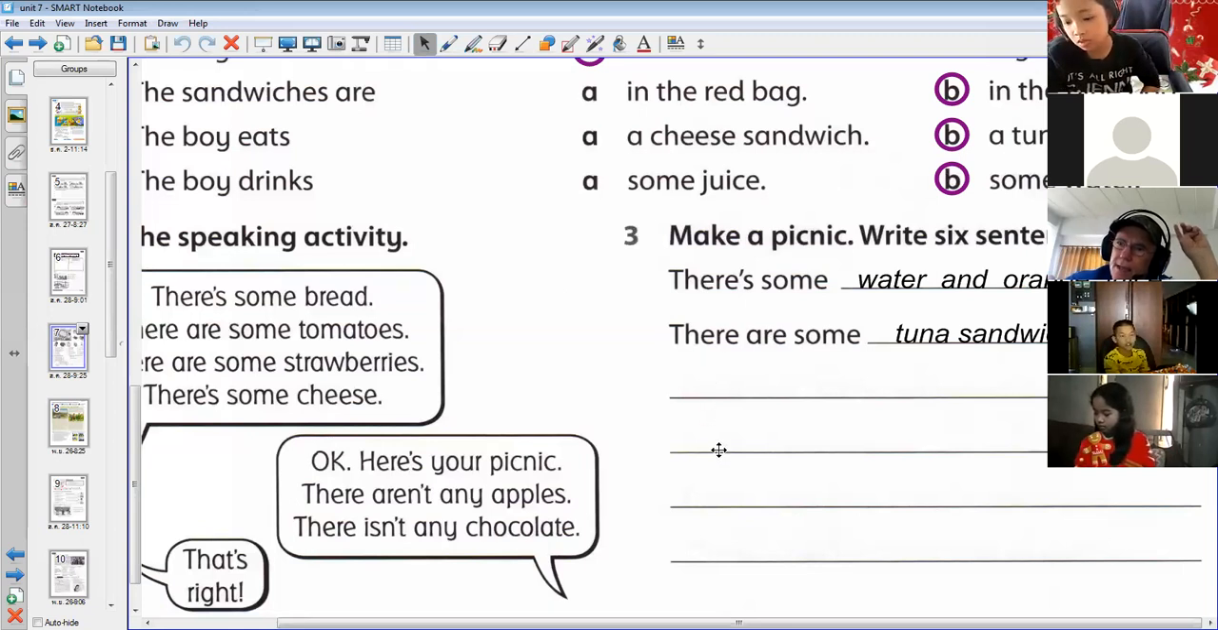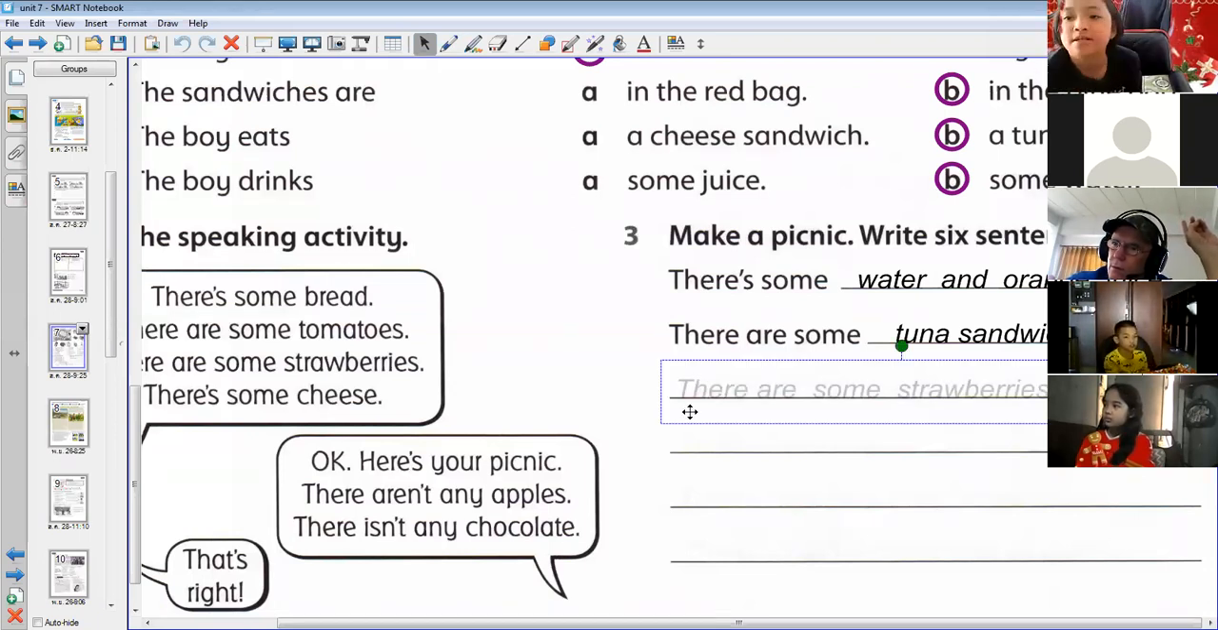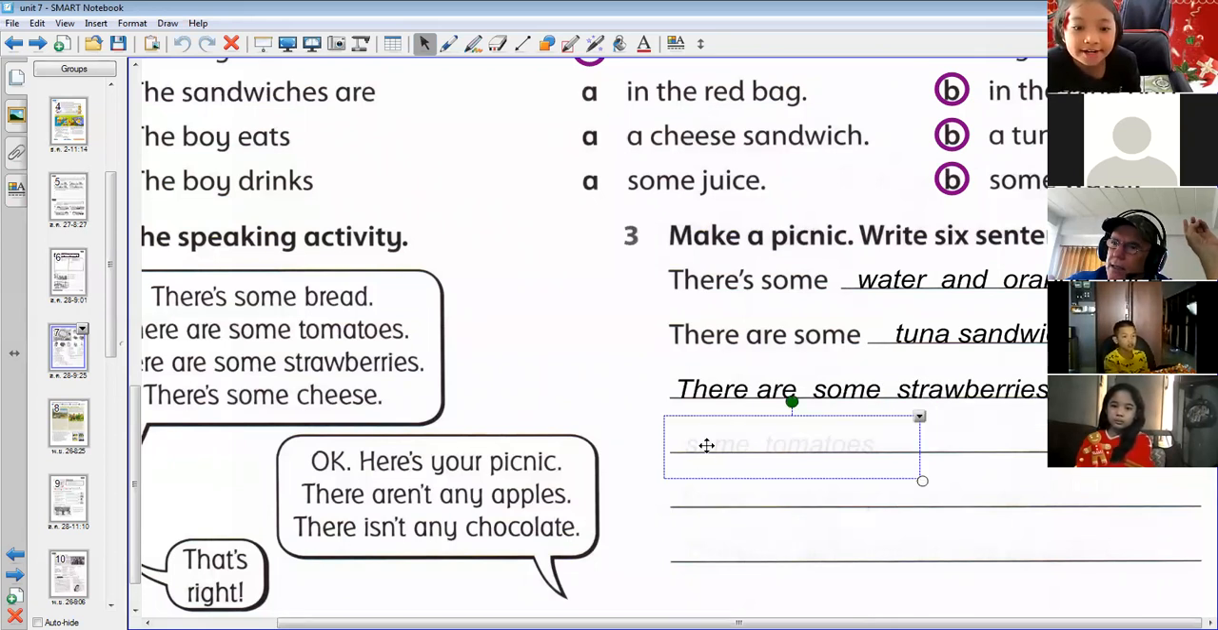Right. Let's have something here. There are or there is. Because on a picnic. Anything else? All right, I will show you. So I got there are some strawberries and some tomatoes. Okay.